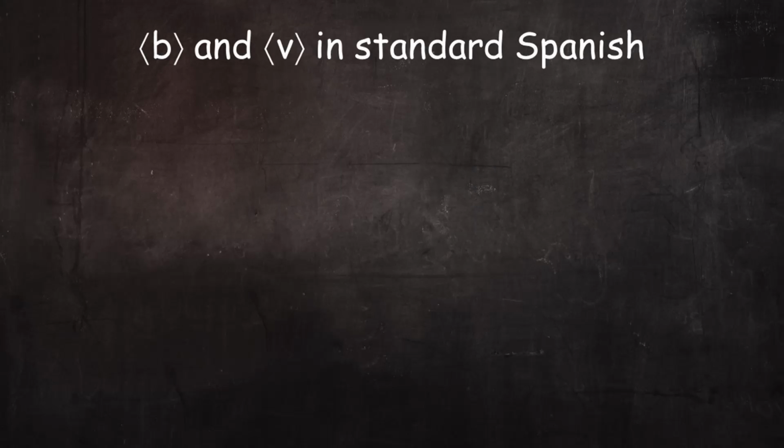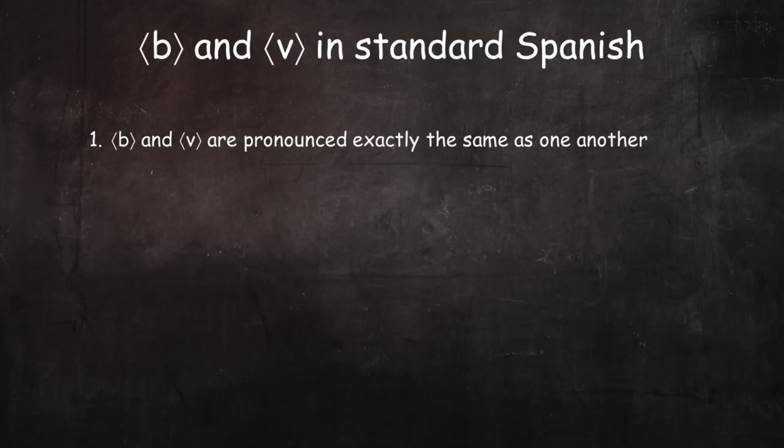First, let's talk about the pronunciation of B and V in Standard Spanish, which is what I recommend all students of the Spanish language learn. And then we'll talk about variations you may encounter in the speech of native Spanish speakers, because not all natives employ standard pronunciation all the time. In Standard Spanish, the letters B and V are pronounced exactly the same as one another.